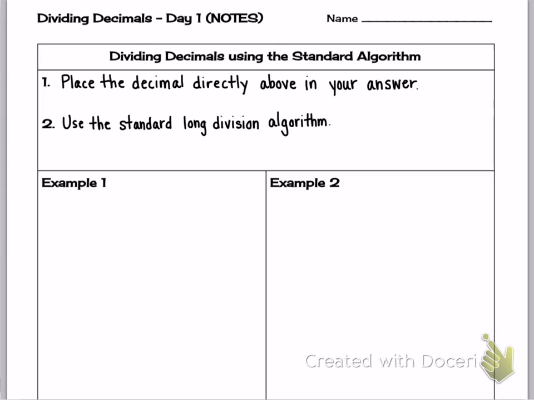So let's start with a basic problem. Let's say you're taking 14 and 25 hundredths, and you're dividing it by 5. So when we do our long division, the first number goes inside. We're going to put the 14 and 25 hundredths on the inside, and we're dividing by 5, so we're going to put it on the outside.